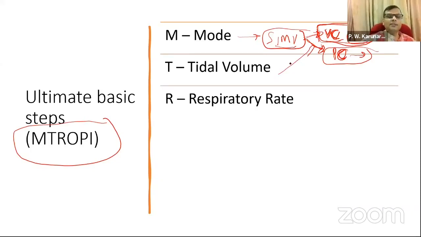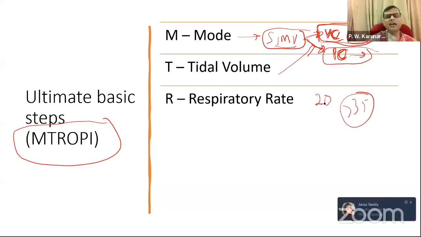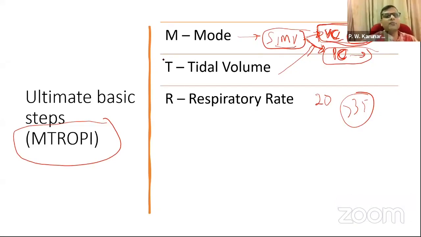MTR, R means respiratory rate. So you adjust the rate, as I told you. If the patient is dyspneic, start with a higher rate, probably 20 or so. I sometimes start with a high value, but generally don't go above 35, 40, because you'll have other problems like air trapping. I'm not going to talk about those things for the moment. So respiratory rate, so MTR.